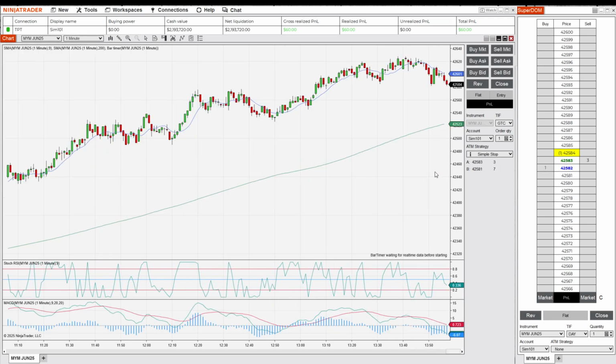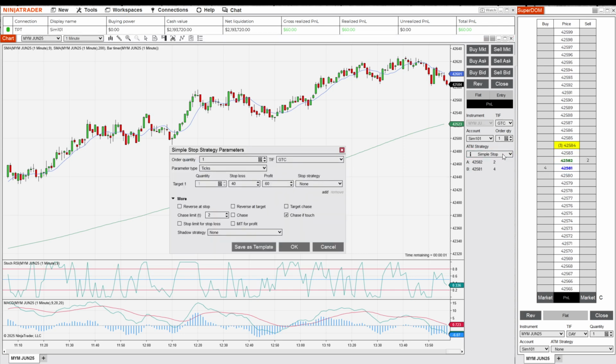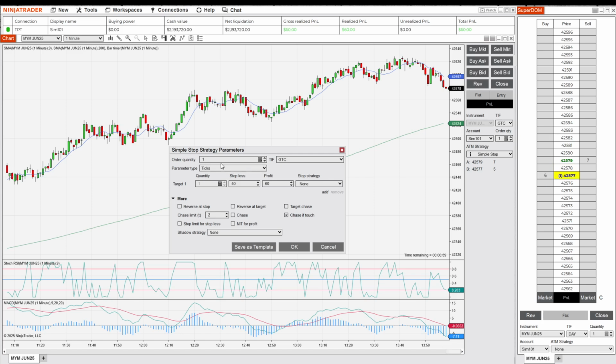Now, what am I using for stop loss? I have an ATM strategy set up over here. It's just called Simple Stop. I buy 1 at a time, and my stop loss is 40 and my profit is 60. And it's set up here to automatically adjust as you scale in. The stop and the target will remain the same no matter where you scale in.